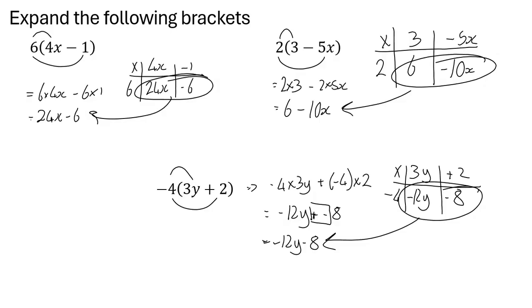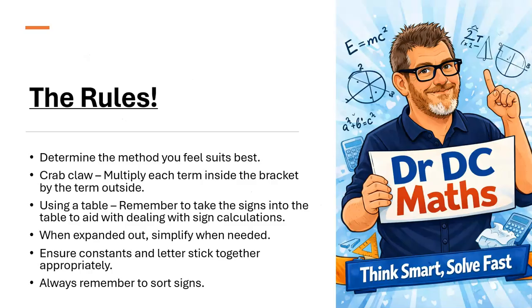So what are the rules when working with this? Well, the rules are quite straightforward. Firstly, determine the method that feels best for you, that suits you best. Remember, crab claw, we have to multiply each term inside the bracket by the term outside. Remember the lines touch? That's what does it. Using a table, remember to take the signs into the table to aid with dealing with sign calculations when it comes through it. So your minus, minuses, etc. When it's expanded out, we have to simplify it when it's needed. So gather together any like terms. We have to ensure constants and letters stick together appropriately when doing this.